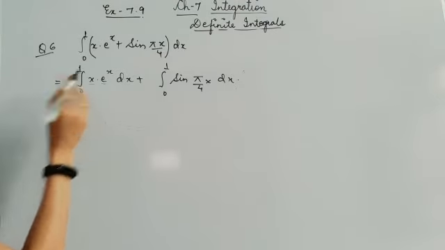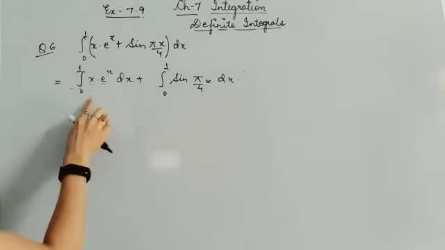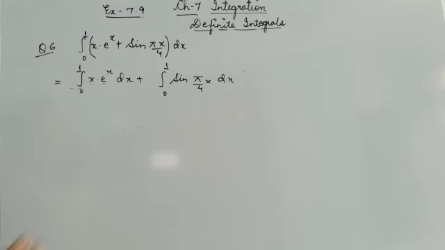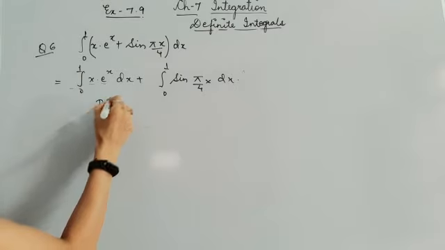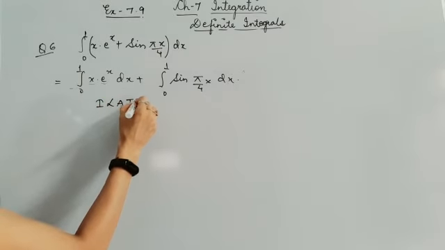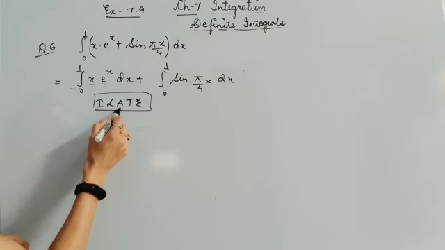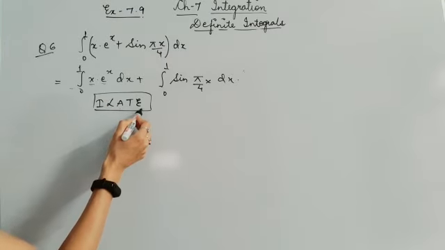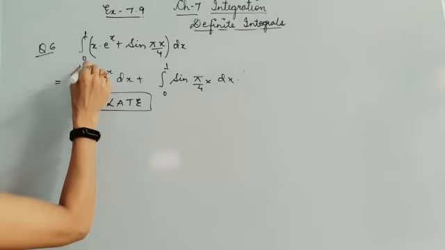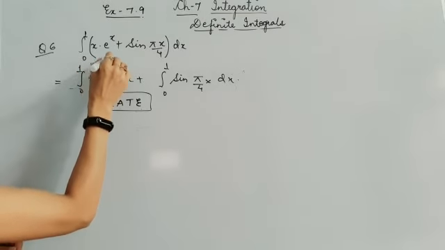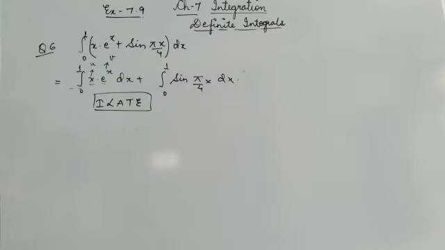That means I have to select first of all which is my first function and which is my second function. And for that I have told you that you can select your function by the simple word ILATE. So I am having here algebraic function first and exponential function second. So this will be considered as u and this will be considered as v. Now how are you going to integrate it?